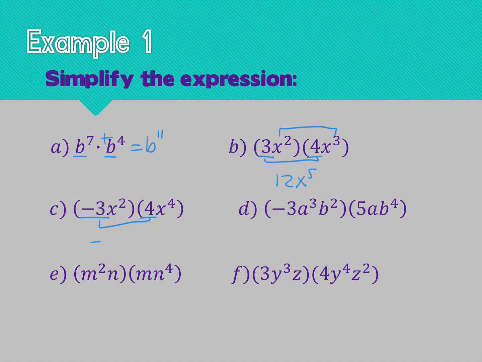Negative 3 times 4 is going to get me negative 12. X times the x to the 2nd and x to the 4th. Multiplying with the same base, you add those exponents. Right.